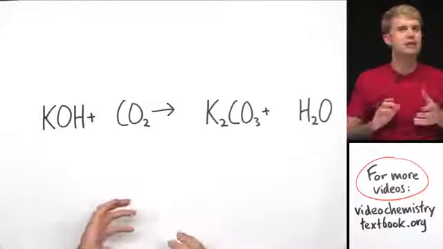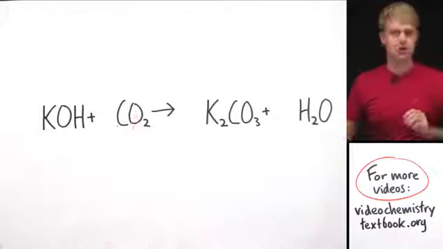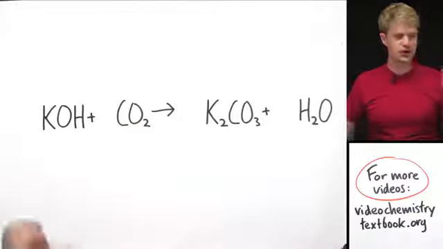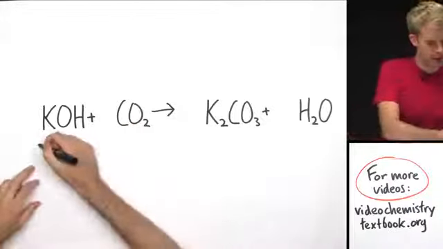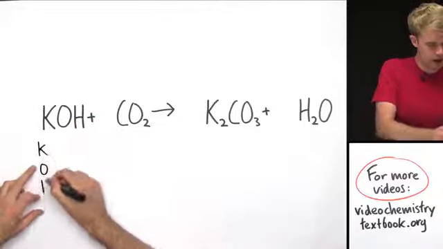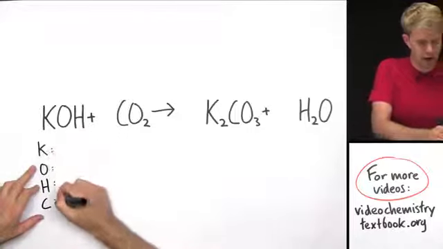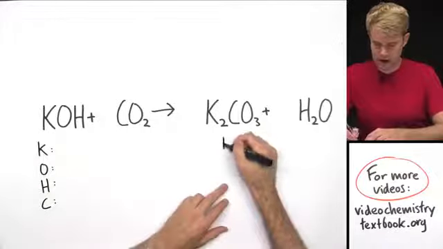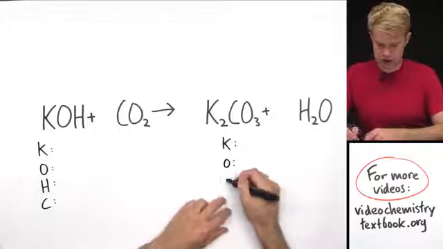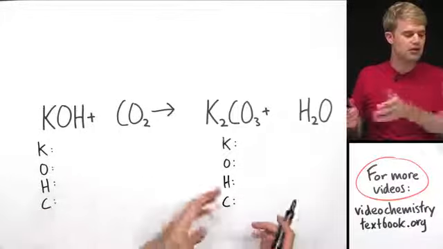This equation is a little bit more challenging because we have oxygen in all the compounds here. That means we're going to have to be a little bit more careful when we're adding up the number of oxygen atoms that we have. Okay? So the elements in this equation: we've got K, potassium, O, oxygen, H, hydrogen, and C, carbon. And over on this side, we've got potassium, oxygen, hydrogen, and carbon. Okay, how many of each of these do we have?